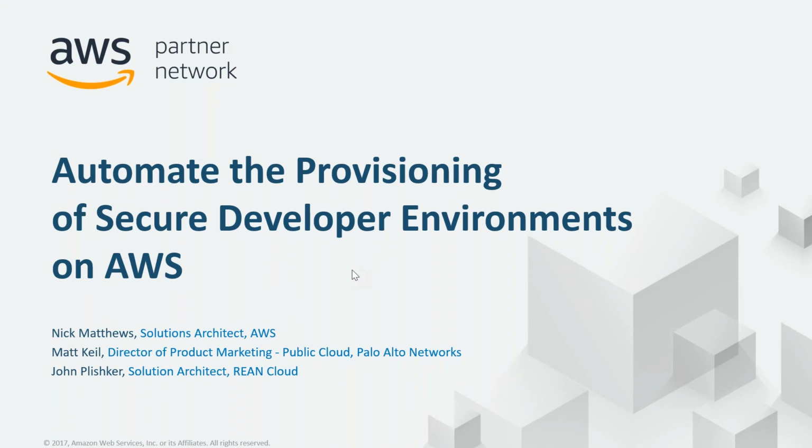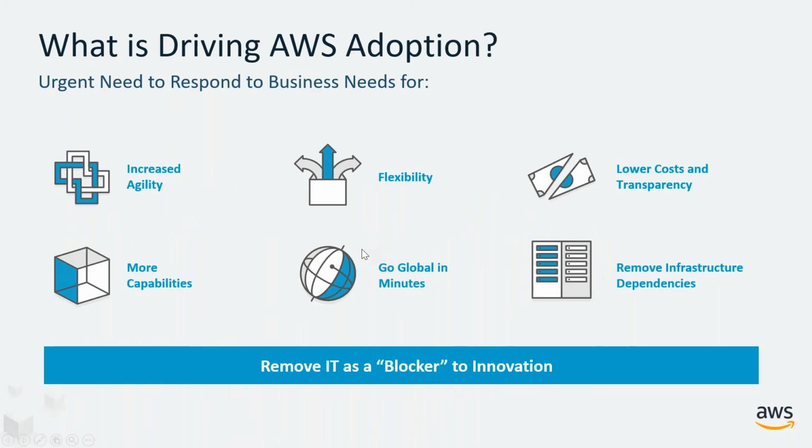Cloud. So I'm going to kick this off a little bit and give you some AWS background before we get started. So, some of the drivers that we see for AWS are increased agility, flexibility, more capabilities, and the amount of services. AWS is now at over 90 services, being able to go global in minutes, right? So we've got 16 regions, which I'll get into a little bit later. And paying for what you use.